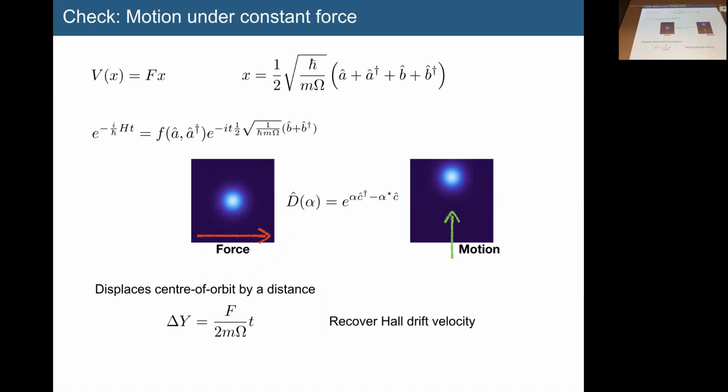And if you do that, what you find is a displacement simply set by this velocity, just my force over my effective B field times time. And you realize this is nothing more than the Hall drift velocity that you've met before. Okay. So there's no profound conclusion here, but just to check that speaking in this optics language, we can recover this familiar conclusion.